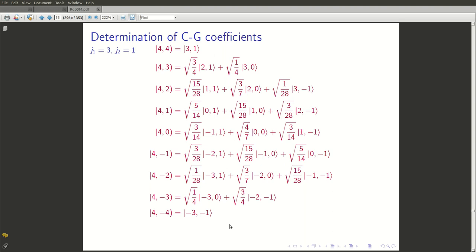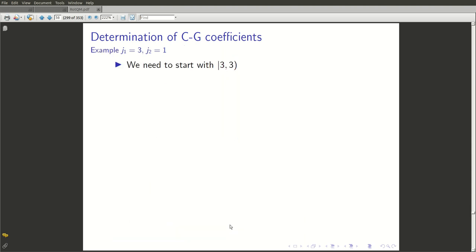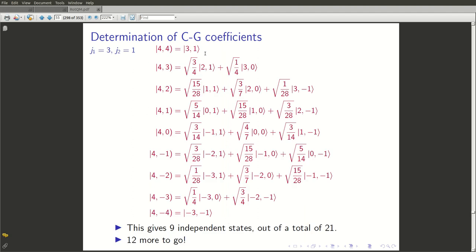So remember, we are dealing with a 21 dimensional vector space, and we are actually going from the original direct product basis to a new basis, and we have now found 9 vectors in that basis. So there are 12 more to go. So we need to start with 3 3. Remember, we started with 4 4, which we knew was 3 1. We cannot have a J more than 4 here with J1 equals 3, J2 equals 1. 5 is out of the question, because then of course I would have had an m equals 5 as well, which you simply cannot get with m1's largest value being 3 and m2's largest value being 1.